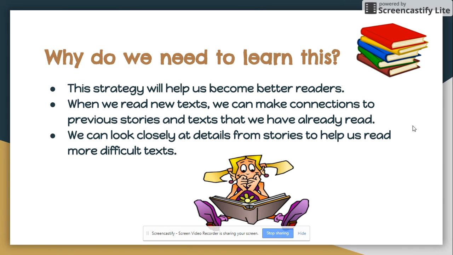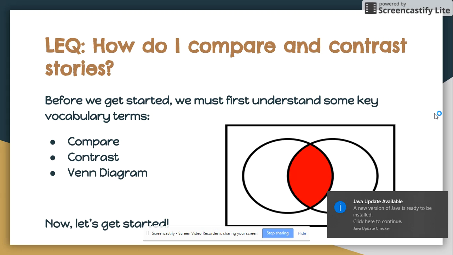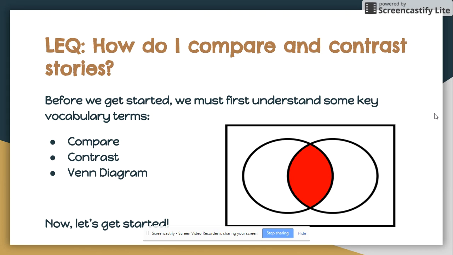Why do we need to learn this? Well, this strategy will help us become better readers. When we read new texts and stories, we can make connections to previous ones that we have already read. We can look closely at details from stories to help us read more difficult texts. So some of you always ask me, well, why do we need to learn this? It's because it's going to help us become a better reader. So today we're going to focus on how do I compare and contrast stories.